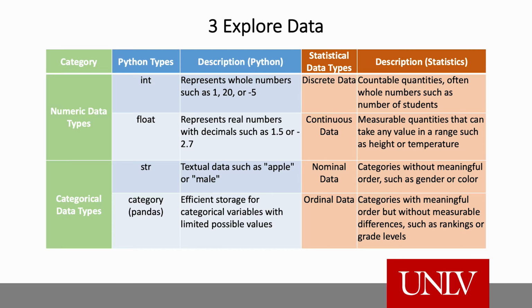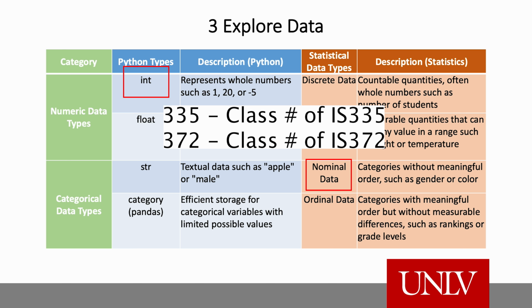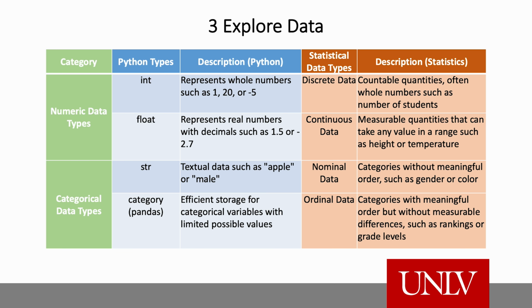Now, a crucial point. Python types and statistical types are not always perfectly matched. For instance, a column might be a Python integer, but the numbers like 335 or 372 representing different course names, or 1, 2, and 3 representing different group IDs are actually categorical data in a statistical sense. We must always understand the meaning of the column to determine its correct statistical type.